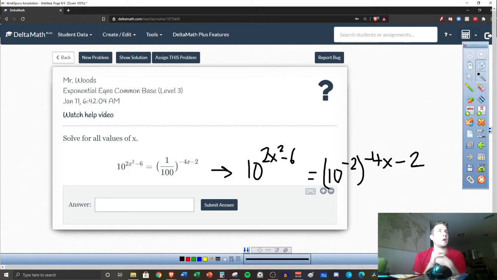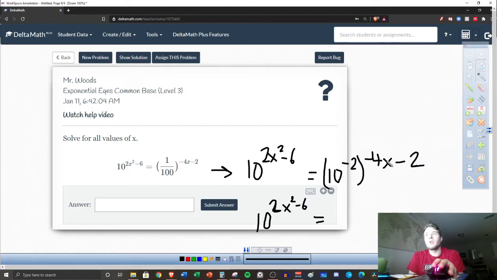This is why this is level 3. You're looking at these fractions. Remember, anytime you see a fraction, that is something raised to a negative power. And that's what we're trying to practice here. Anytime you have a negative power, that's a fraction. So now we need to simplify the exponents. Nothing to do on the left side, so I'm going to leave that like that.